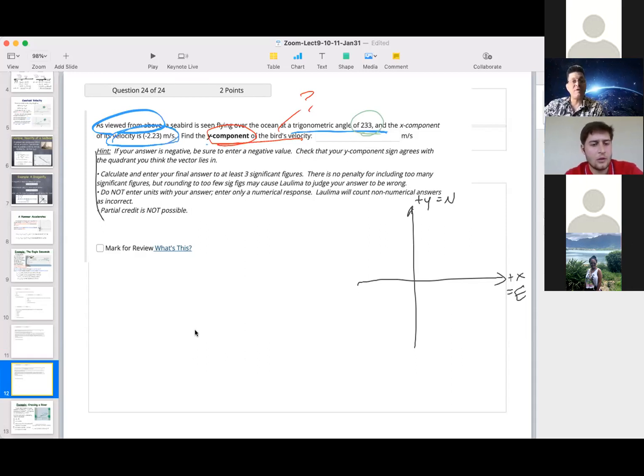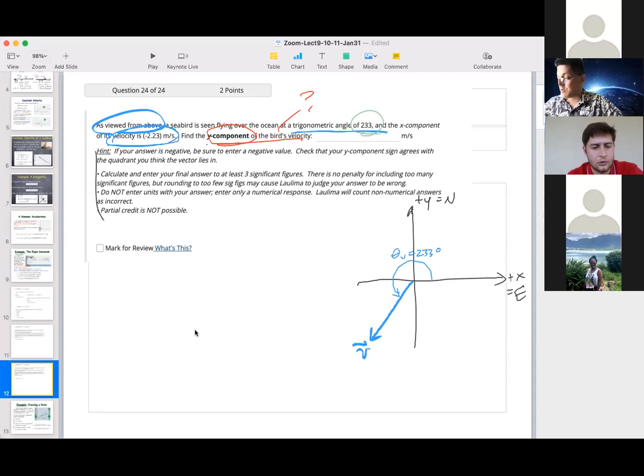I hope you agree with me that it's somewhere in the southwest quadrant, or third quadrant, of these axes, correct? So it's down there. So the vector that we're talking about, the velocity vector, looks like this. That's the bird's velocity vector as viewed from high above.